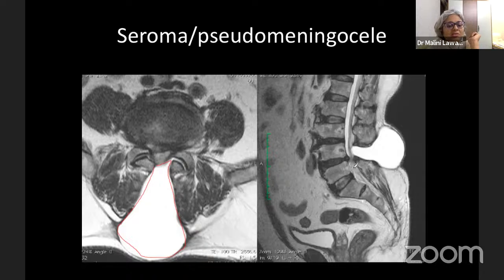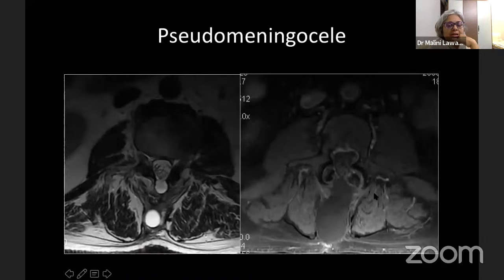It has very thin, smooth walls, no debris, no surrounding edema. The patient did not have any signs of infection, and this was just a seroma. You may be able to demonstrate communication with the thecal sac. Here's another example. You have this collection. On contrast, it is not showing any enhancement. And you can see this is communicating with the thecal sac. So here it is communicating with the thecal sac.